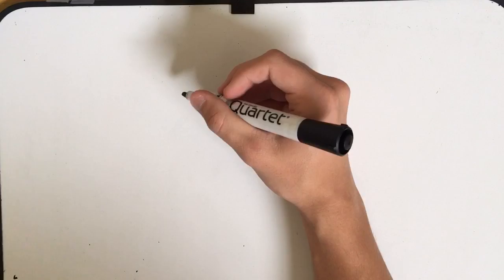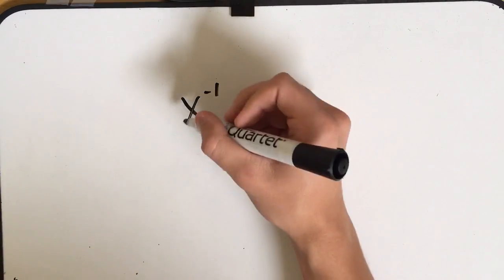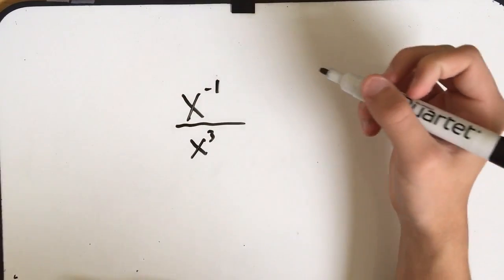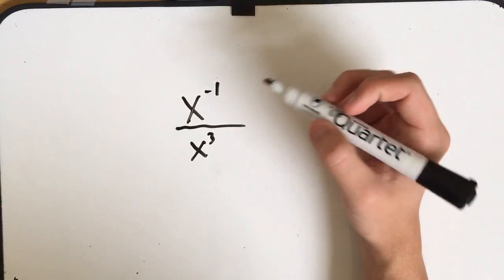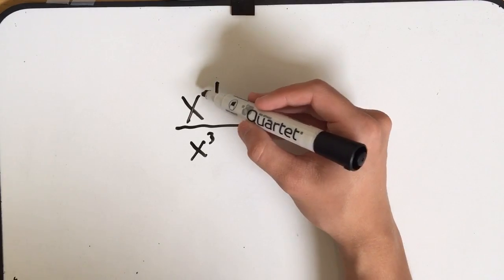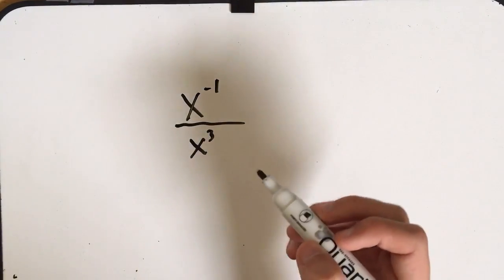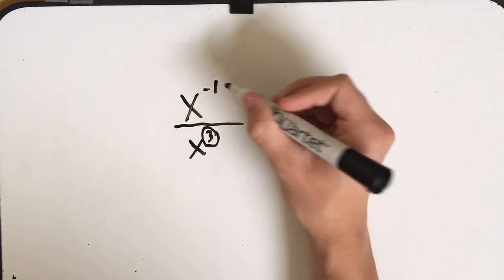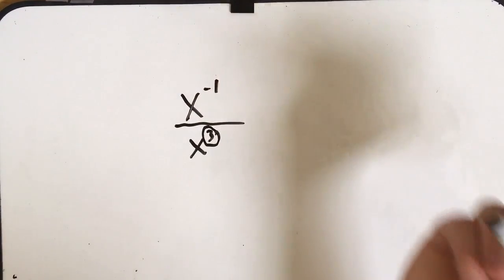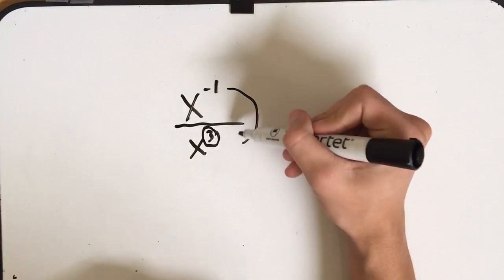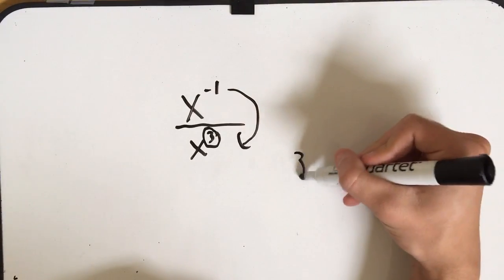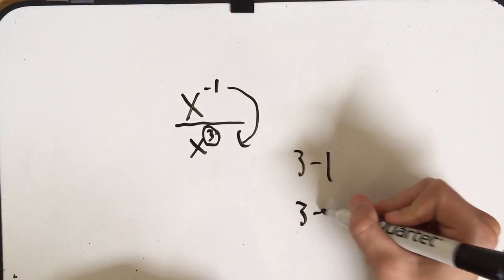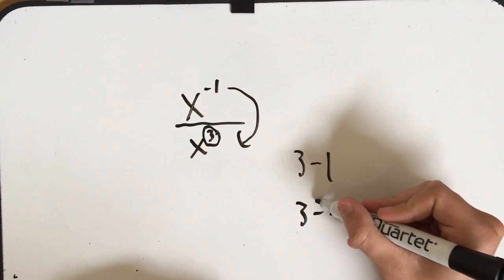So let's try another one. Let's try x to the negative 1 over x to the 3rd. What you're doing here is you're a little more confused because it's a negative, but don't get too discouraged yet. You still look for the bigger one, which is x, and negative 1 is smaller. Usually it would be 3 minus 1, but for this instance, it's a negative, so it would be 3 minus negative 1, which turns into a positive.